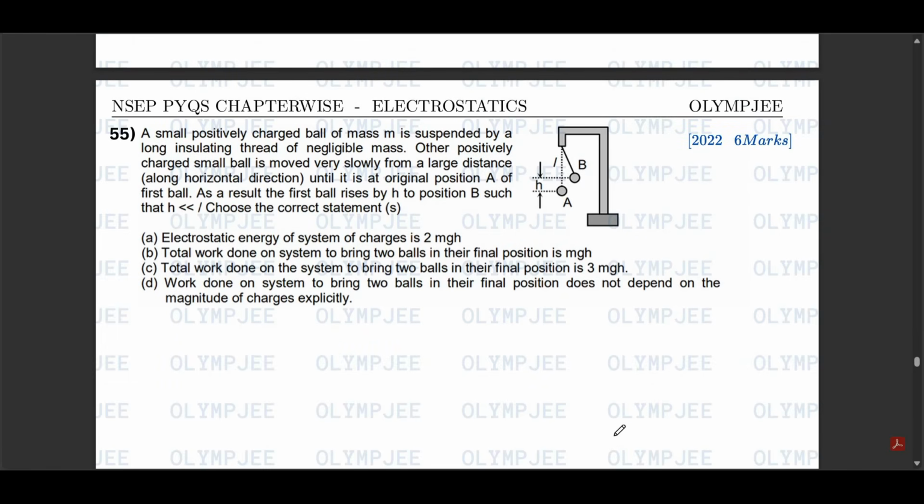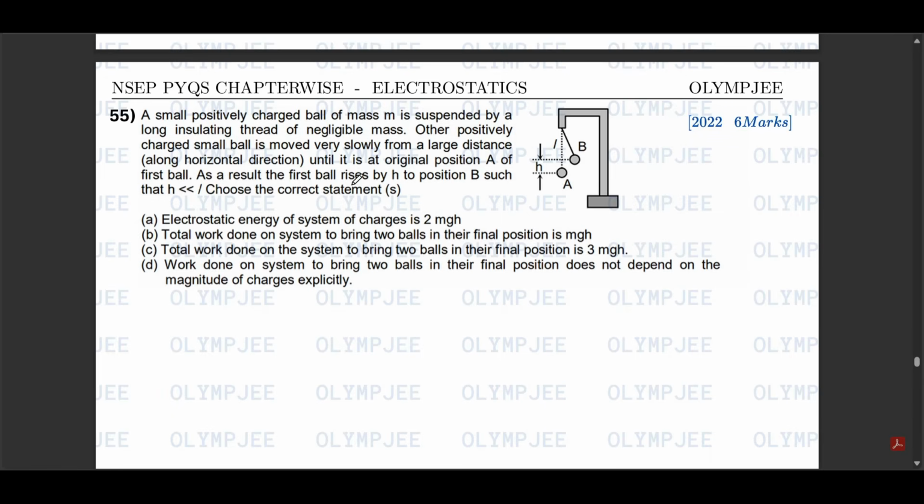Now moving on to question 55. This question came in JEE Advanced also, I think one year before this, and this has been repeated in NSEP. So a small positively charged ball of mass m is suspended by a long insulated thread of negligible mass. Another positively charged small ball is moved very slowly from a large distance until it is at the original position A of the first ball. As a result, the first ball rises to height h to position B, such that h is very small compared to L. So choose the correct statement.